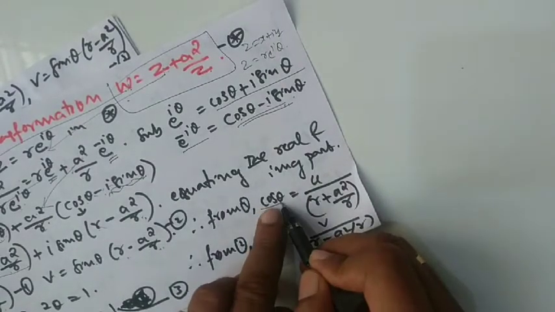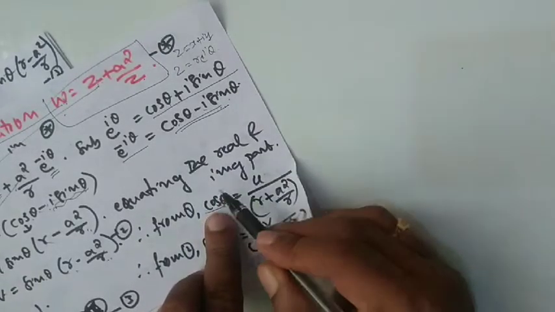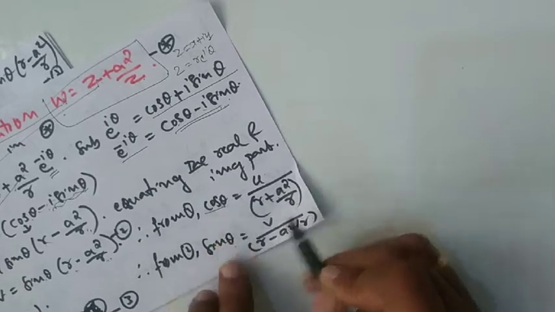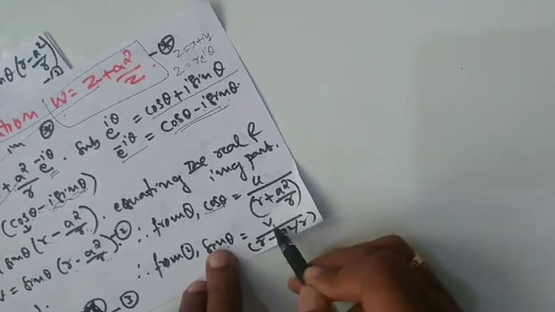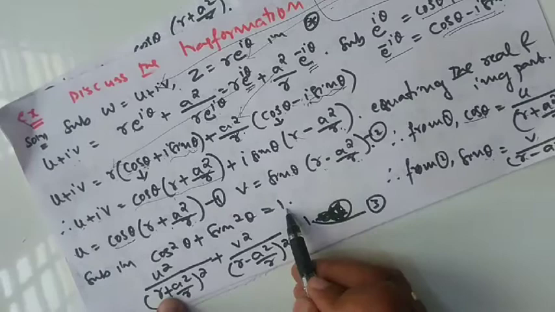Now let us square this. Cos squared theta means U squared divided by R plus A squared by R, whole square. Sin squared theta means V squared divided by R minus A squared by R, whole square. Same thing: cos squared theta plus sin squared theta is equal to 1.